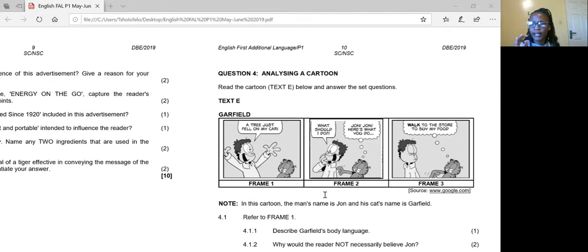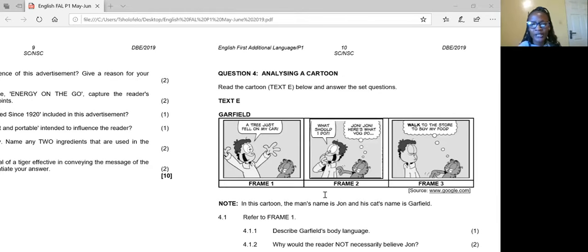So in Grade 12, you must be in a position to determine whether this cartoon was informative, or was it there to pass out a joke? If yes, it was there to pass out a joke, how was humor created? I will delve into that at a later stage, all right?